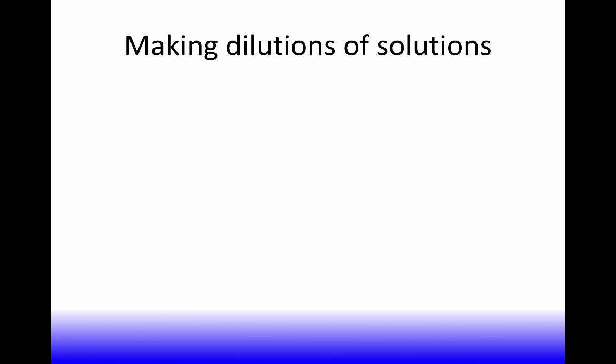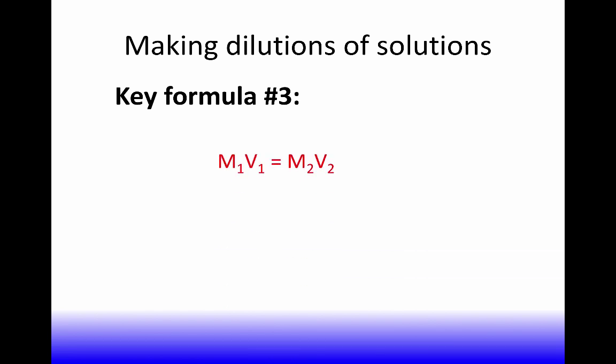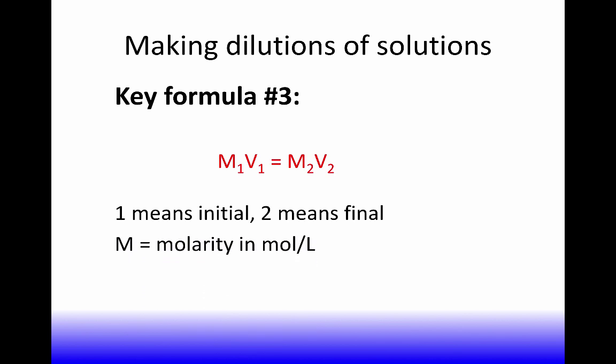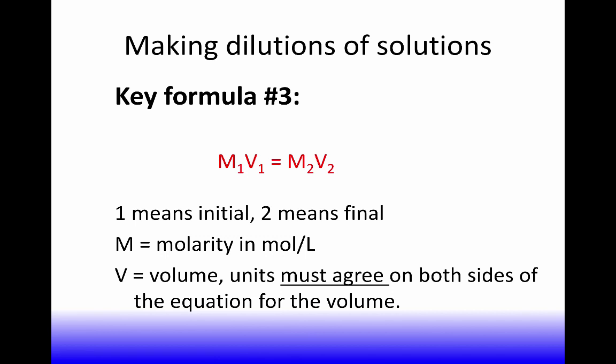So, making dilutions of solutions. Here's our key formula: M1V1 equals M2V2. So what do the things mean? Well, 1 means initial, 2 means final. M means molarity. So M1V1 is our initial molarity, V is volume, so that's our initial volume. The second side of the equation is the second molarity and the second volume.